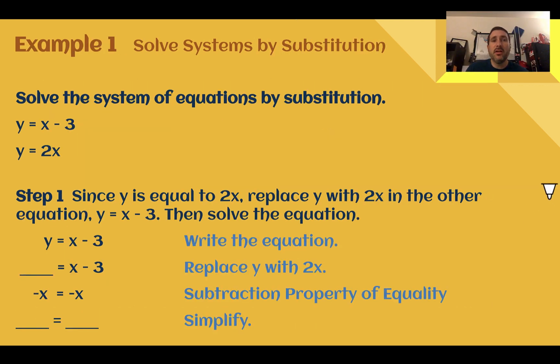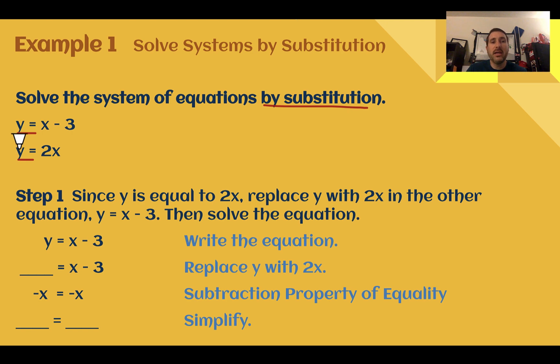Example 1. Solve systems by substitution. Solve the system of equations by substitution. We have y equals x minus 3 and y equals 2x. So first, to solve this by substitution, we need to double check that either one or both of the equations are set where it's y equals or x equals, so one of the variables is solved for. Here we have both of them as y equals, so we can proceed with substitution.